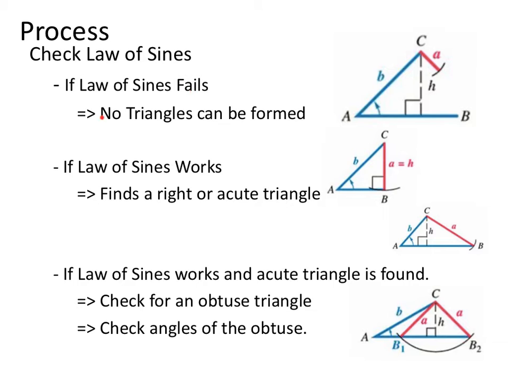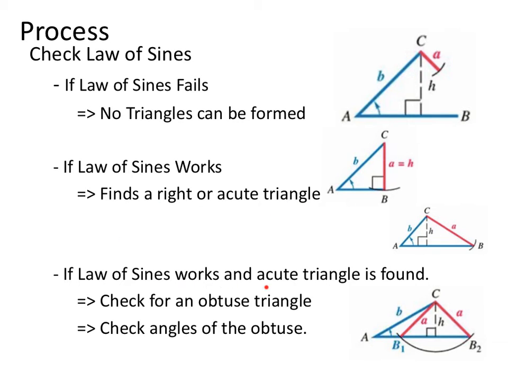If law of sines fails, then that means the information that we have is not sufficient to draw a triangle. Maybe one side is too short and it will never connect to the base of a triangle based off of an angle. So we've been given not enough information to actually create a triangle. If law of sines works, then we're going to find a right or an acute triangle. Again, whenever you're solving for an angle with law of sines, the calculator is only ever going to return an acute angle or a 90-degree angle. If that works, you can solve that entire triangle.